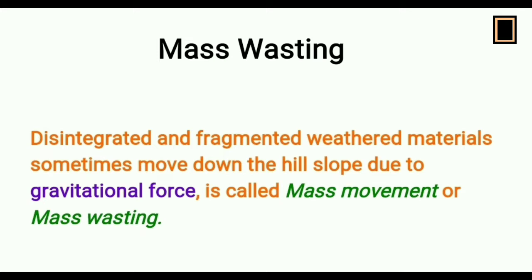Mass wasting. Disintegrated and fragmented weathered materials sometimes move down the hill slope due to gravitational force, and this is called mass movement or mass wasting. So, mass movement is the detachment and downslope transport of weathered materials under the influence of gravity.